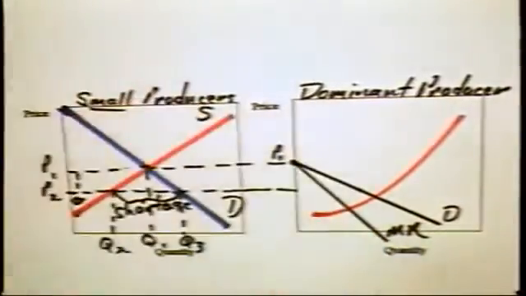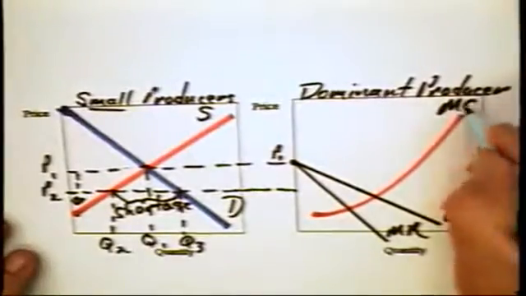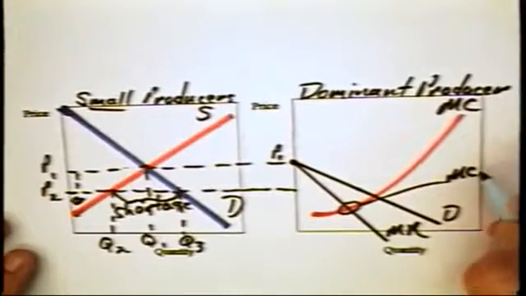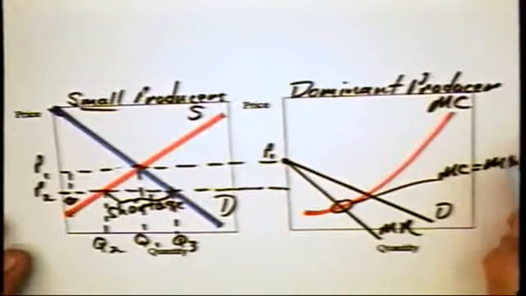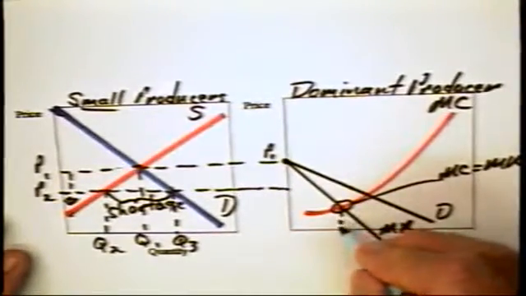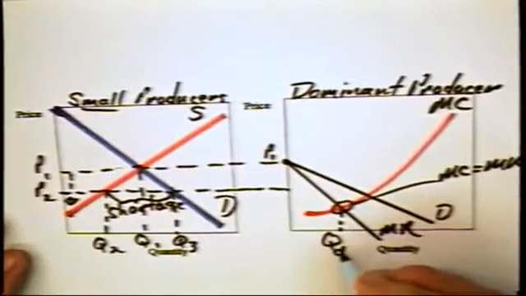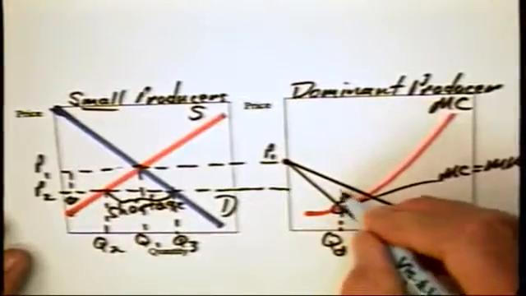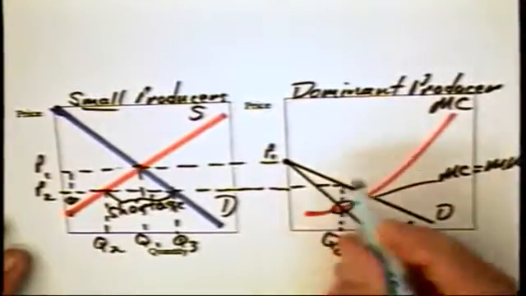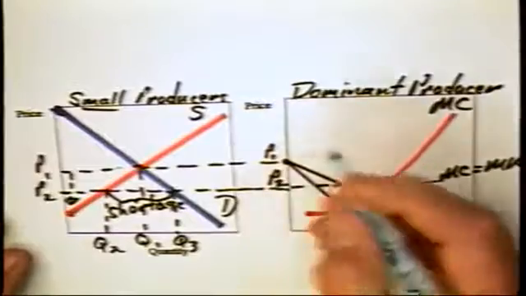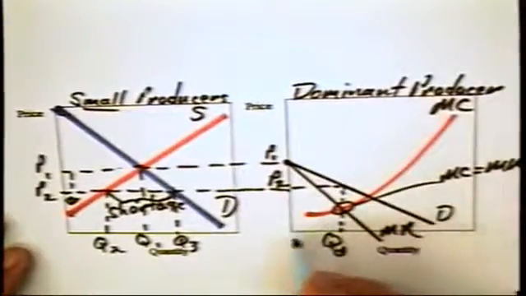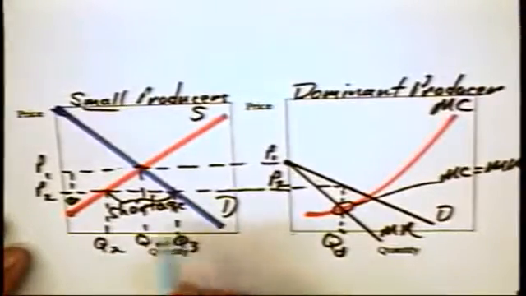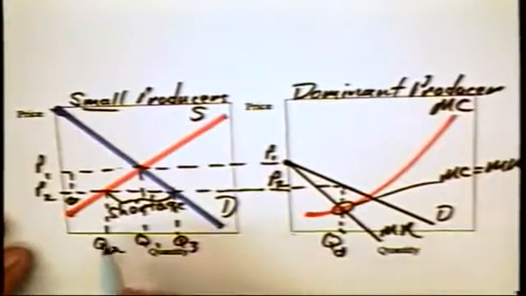As a consequence of that, the dominant producer can equate marginal cost equal to marginal revenue, and it will therefore produce Q, we'll call that little d. Once it produces Qd, it can then price the product at P2. At P2, quantity Qd here will be equal to the gap between Q3 and Q2.